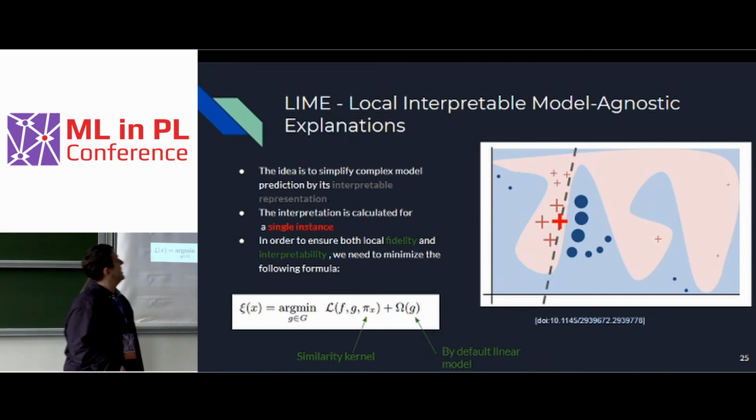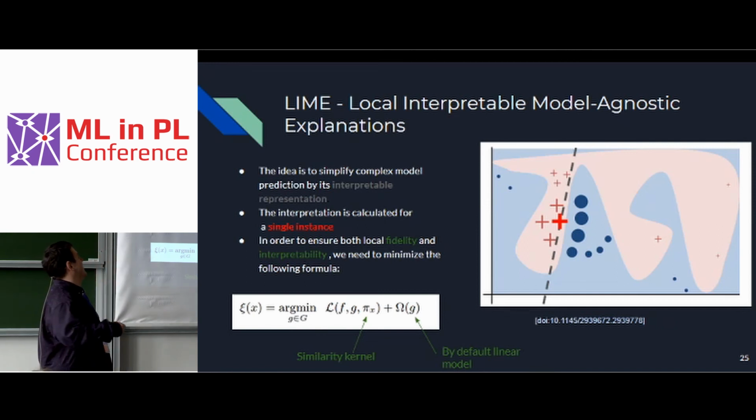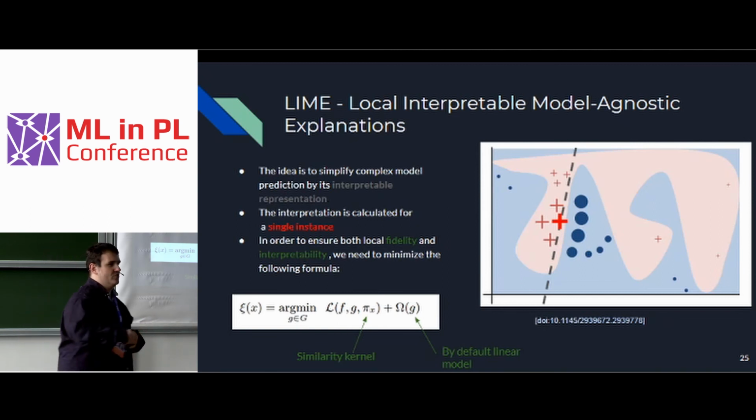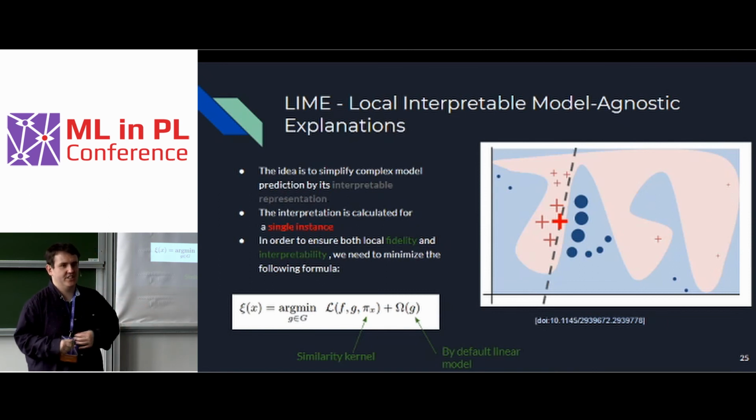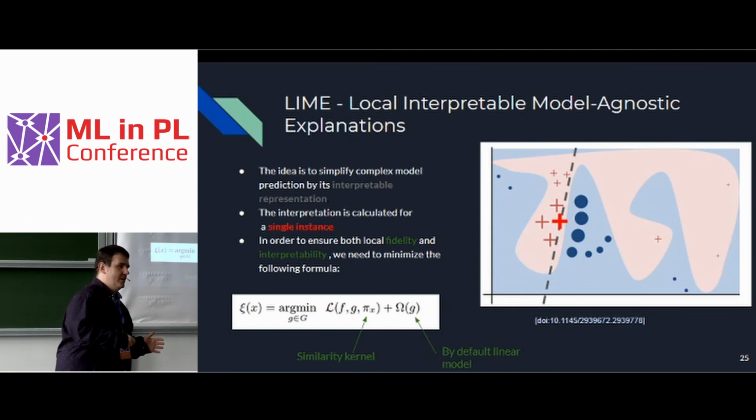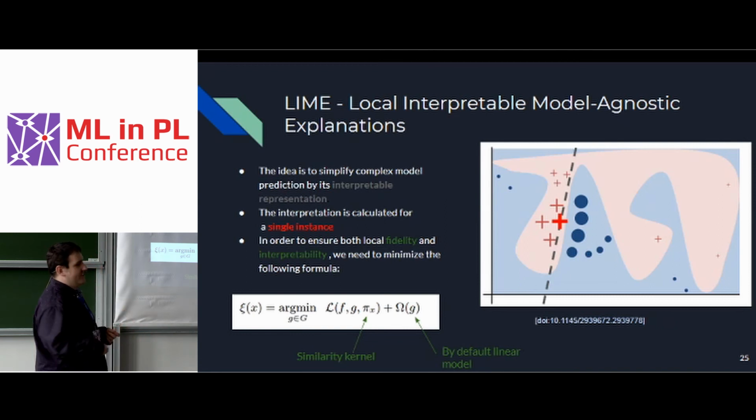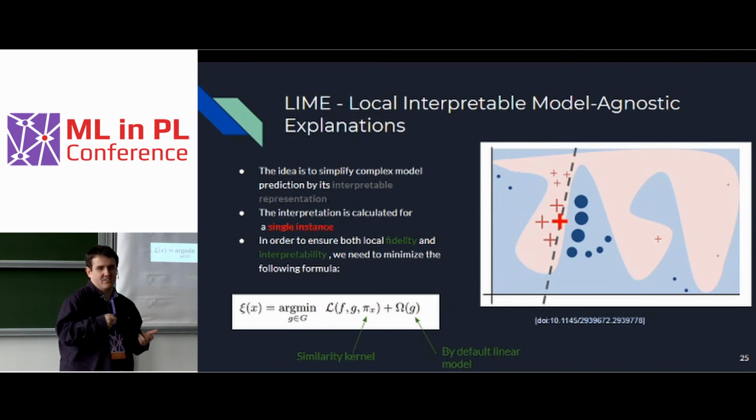The first one is called LIME, Local Interpretable Model-agnostic Explanations. First of all, in this method we need to pick a model that is easily explainable by a human, and the easiest one to explain is linear regression. When we've got a linear regression, we've got the weights, and based on the weights we can determine feature importance and so on.